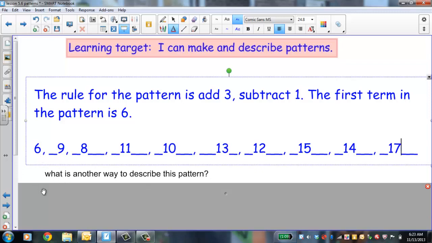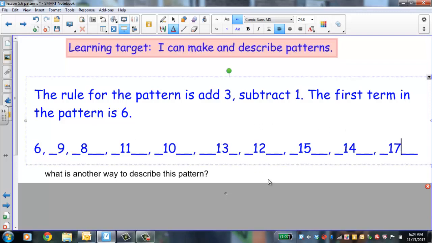All right, so now we obviously have the pattern add 3 minus 1, but if you go back and look at these numbers, what's another way to describe the pattern? Let's see, I see even, odd, even, odd, even, odd. So we could describe the pattern as even, odd, even, odd. Every other number is counting by twos. So it goes 6, 8, 10, 12, 14. And then the other numbers are counting by twos too. So it goes 9, 11, 13, 15, 17.